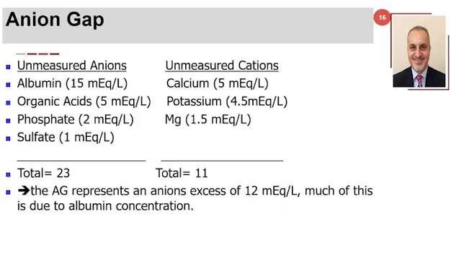If we talk about the unmeasured anions and cations, on the left side of the slide, you can see the unmeasured anions, and on the right side, you can see the unmeasured cations. And this is just a rough calculation, which tells you that the most important reason for the anion gap is the albumin, because albumin contributes most to the unmeasured anions. That's why, as I said, normal anion gap of 12 is considered to be the upper limit of normal as long as you have an albumin of 4.5.